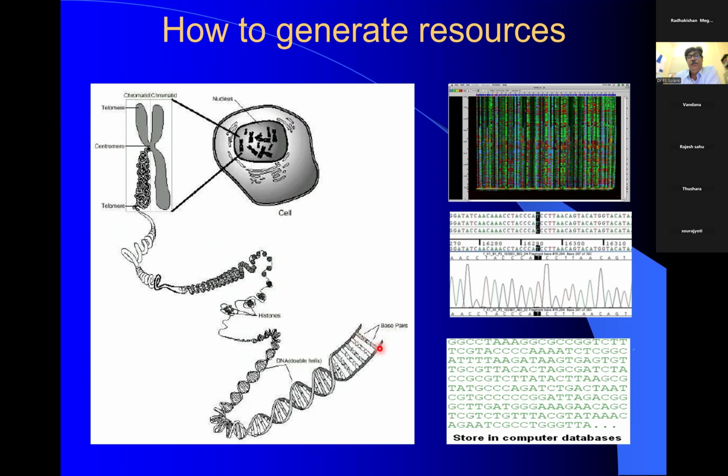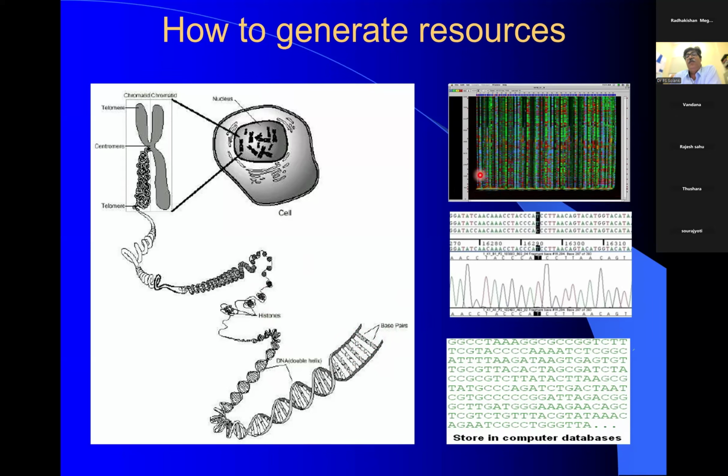bound to T with a double hydrogen bond, and G with a triple hydrogen bond. G and C have a triple bond, and A and T, these two bases, are connected with two hydrogen bonds. This is how it is.